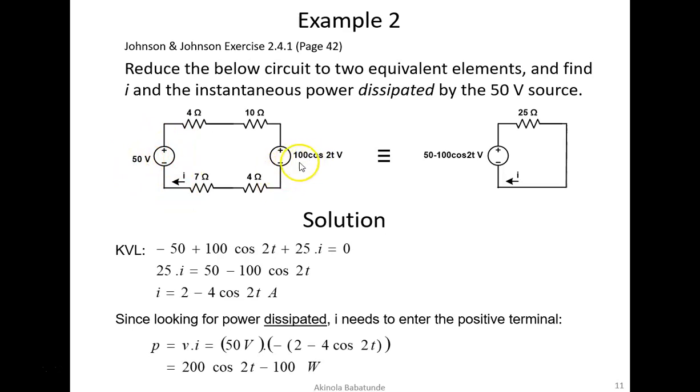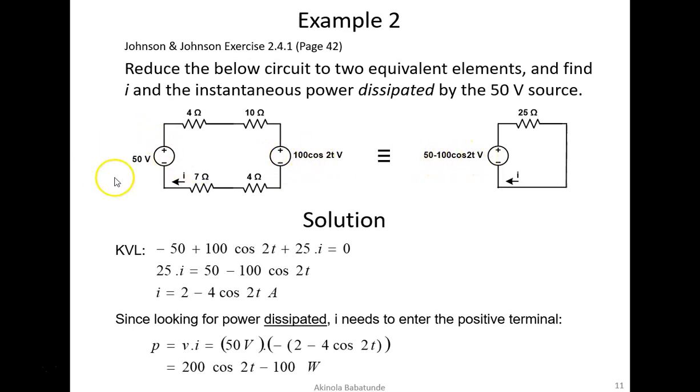Whereas in the case of 100 cos 2t, we expect the current to flow from the region of higher concentration. The charge carrier will move from the region of higher concentration to the region of lower concentration. And if the current through the circuit is clockwise, that simply means they are in opposite directions. So the polarity of this particular voltage is going to be negative. That is why we have an equivalent voltage of 50 minus 100 cos 2t.